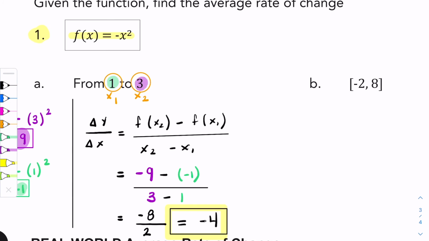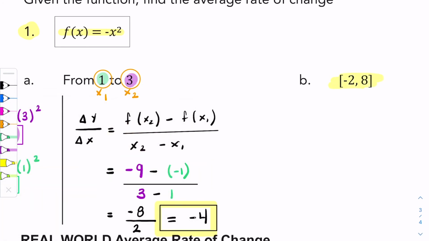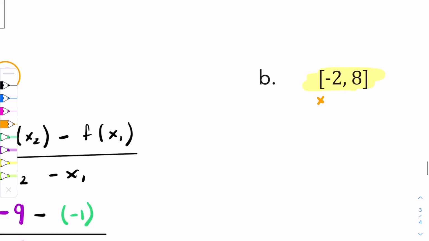All right, the second part is the same type of equation, but I wrote it a little bit different, which you will see probably more often actually. This is an interval notation, and it's asking you from the interval of -2 to 8. So we have x sub 1 is equal to -2, and x sub 2 is 8. We're using the same function as before.